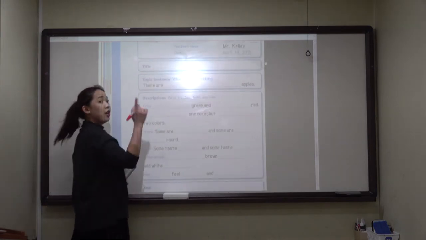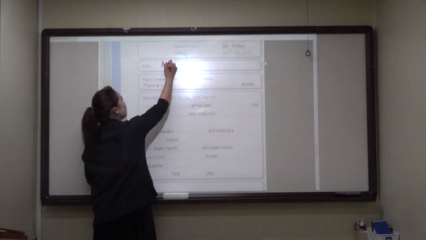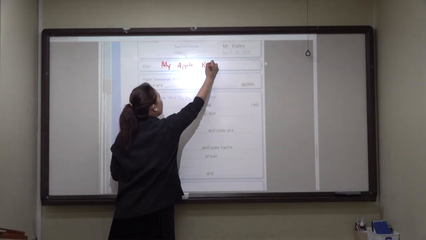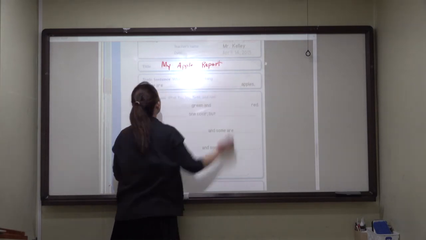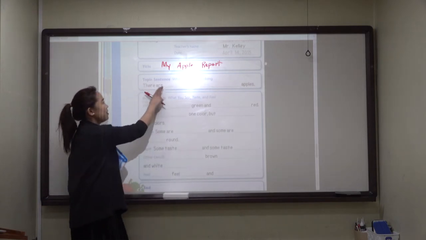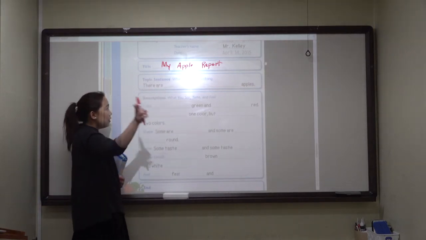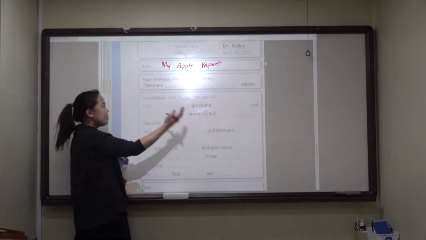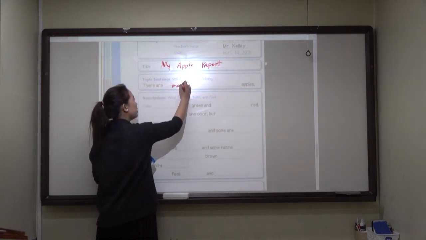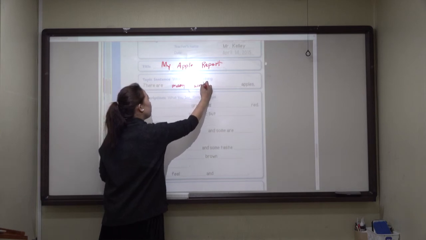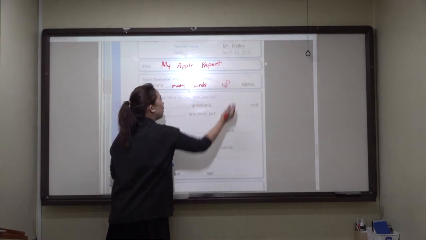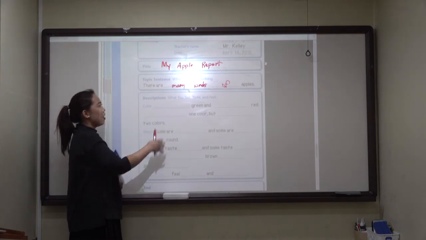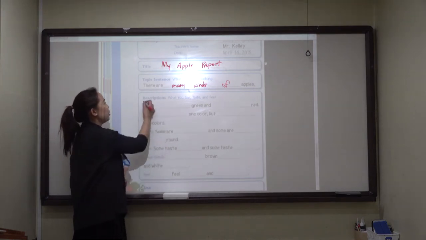Right, okay, so the title is My Apple Report. Alright, what is the topic sentence again? The topic sentence? It means what you are describing. There are many kinds of apples. Right. Color, what you see, what you taste, and what you feel for the description.